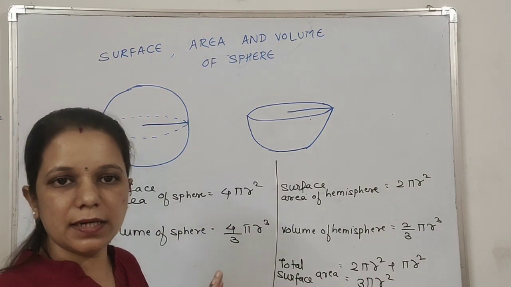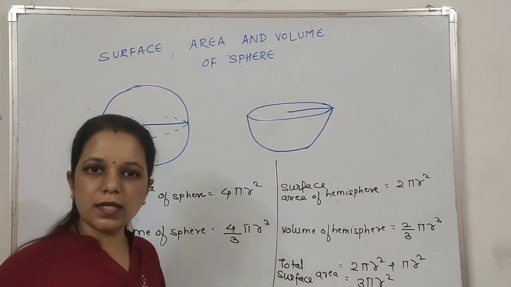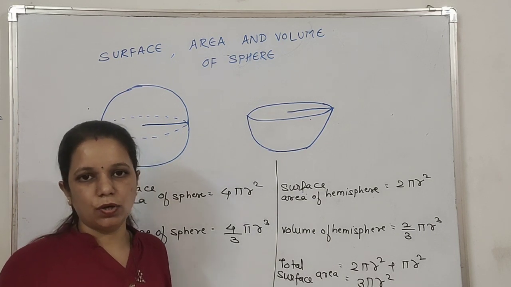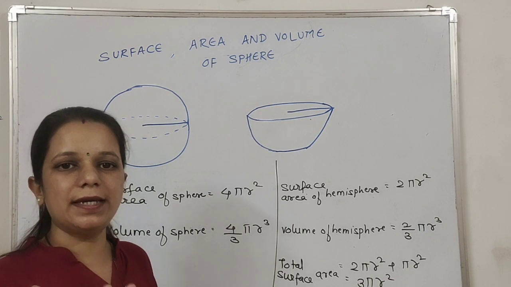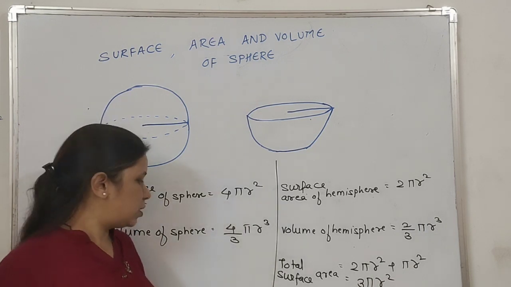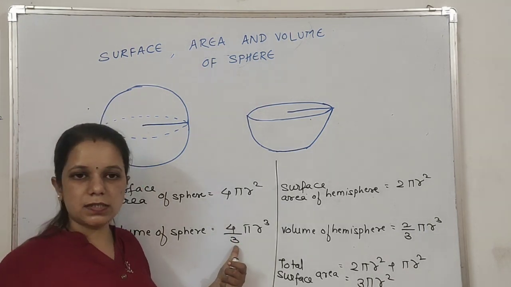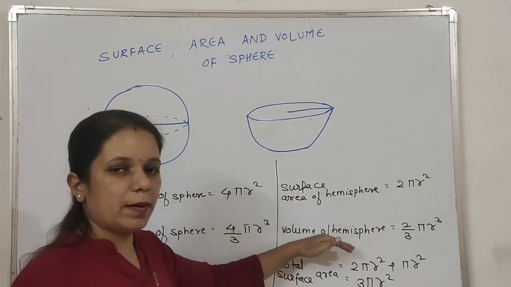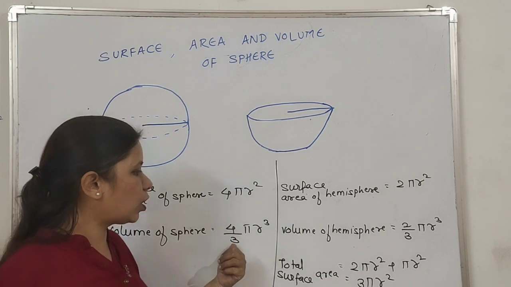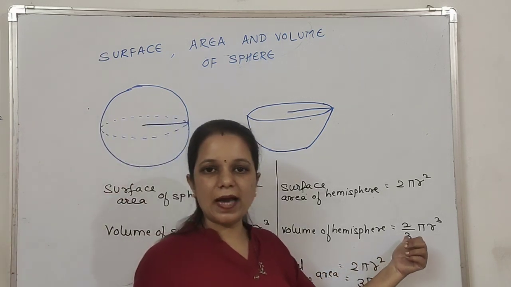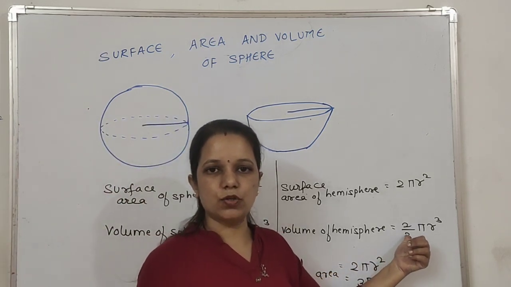Sphere को height नहीं होती. Have you seen any ball having a height? No. So a ball is spherical in shape. It will only have radius. So the volume of a sphere is this. Volume of a hemisphere, hemi, half of sphere. So the volume of a hemisphere is 2 by 3 pi r cube.